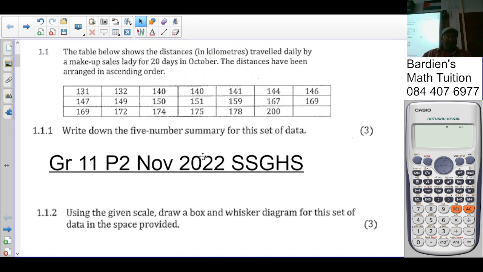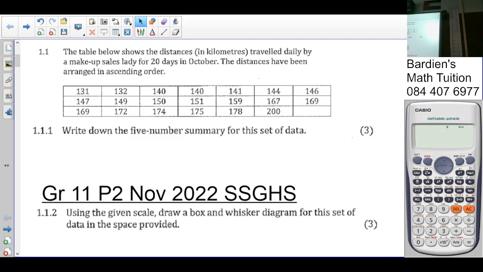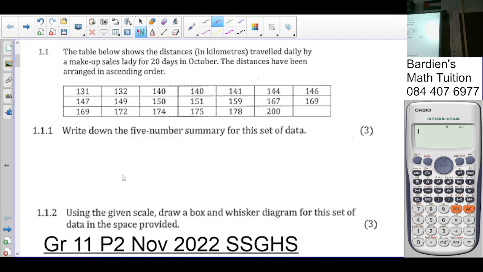We are told that the table below shows the distance in kilometers traveled daily by a makeup sales lady for 20 days in October. The distance has been arranged in ascending order. What does ascending mean? Smallest to biggest. Okay. Write down the 5-number summary. So the 5-number summary consists of the values: lowest value, quartile 1, quartile 2, quartile 3, your upper quartile, your 75th percentile, and your maximum value.